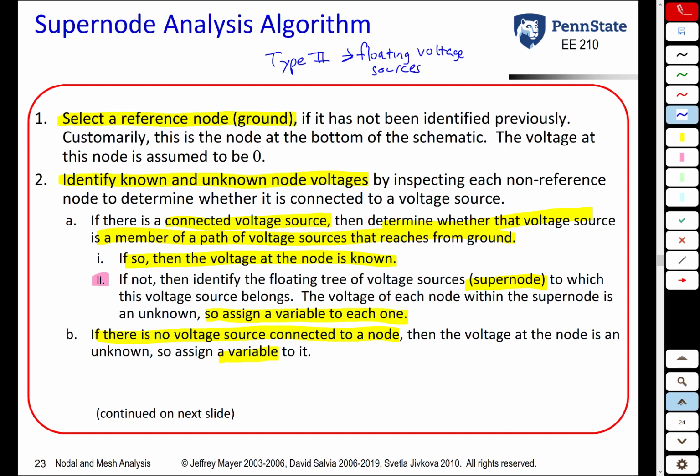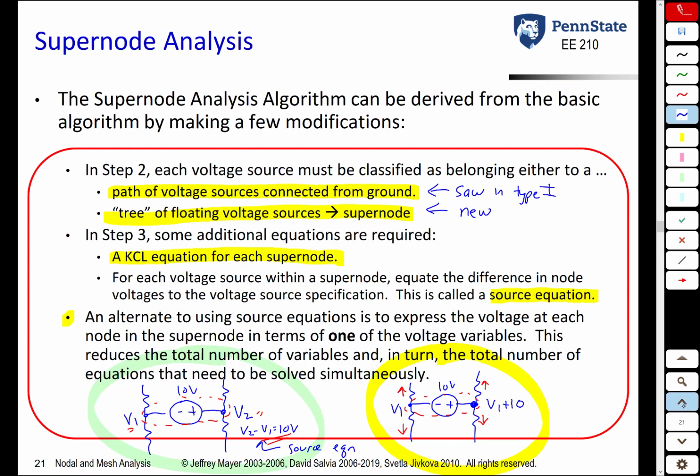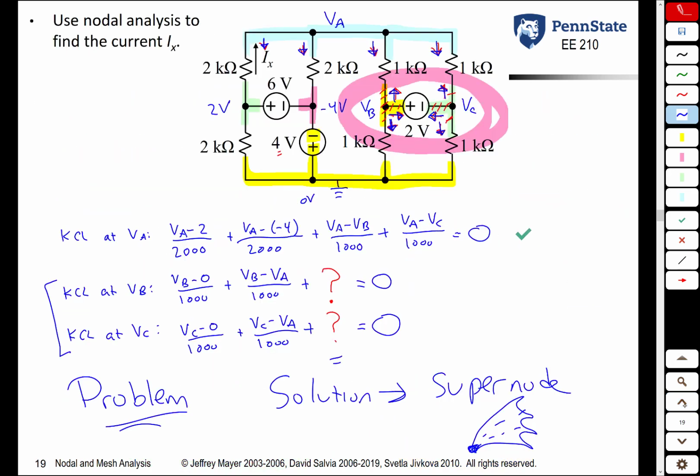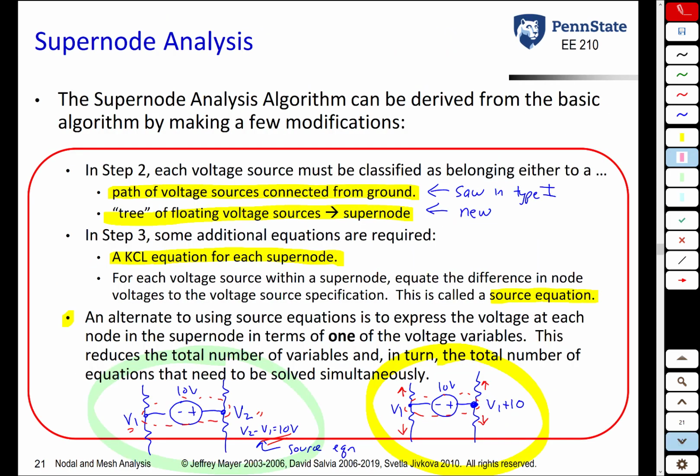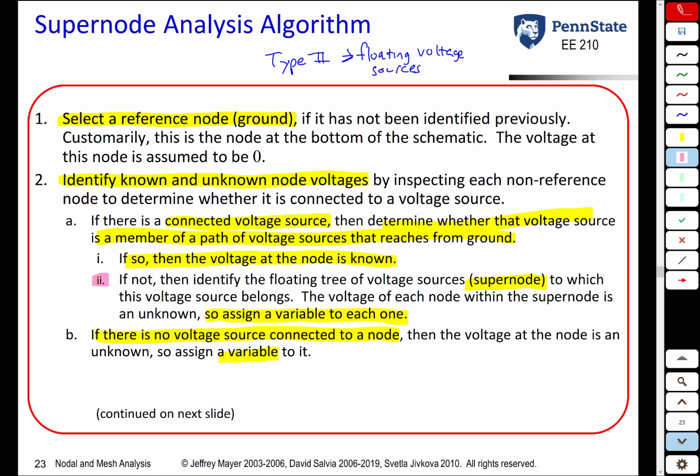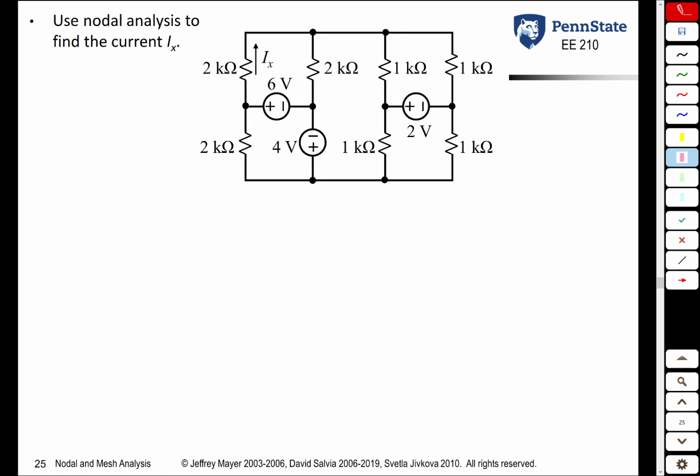So if you remember, we tried to attempt this back here, and we came into this problem where we did not know the current into that 2-volt source, and so we could not write a KCL equation at VB, and we could not write a KCL equation at VC. But now we're going to see that using the supernode idea, we can do this.